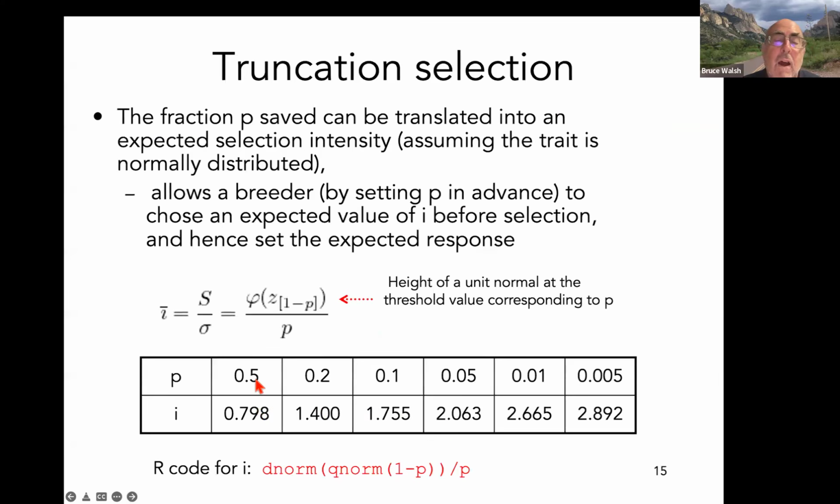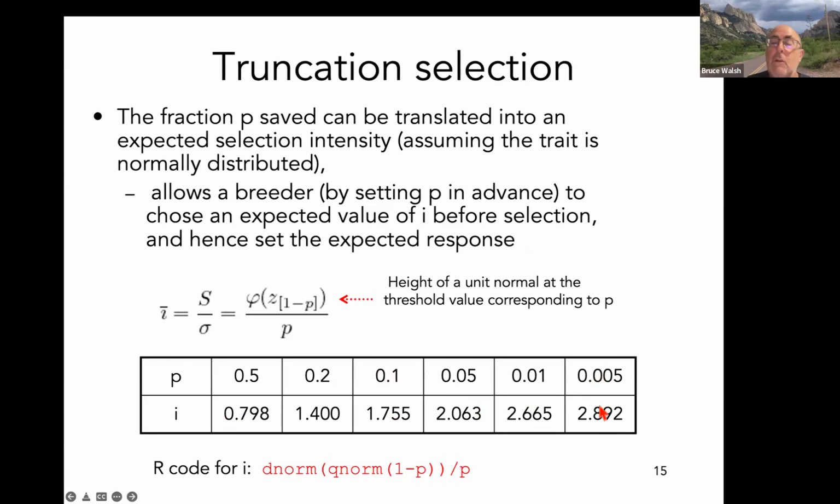So if I select the upper 5%, my intensity is about 0.8. What does that mean? If I select the upper 0.5% of the population, the mean of that is 0.8 phenotypic standard deviations above the population mean. Select the upper 10%, the mean of that wedge is 1.8 phenotypic standard deviations above population mean. So the upper 5%, it's 2 standard deviations. So select the upper 0.5%, it's about 2.9.